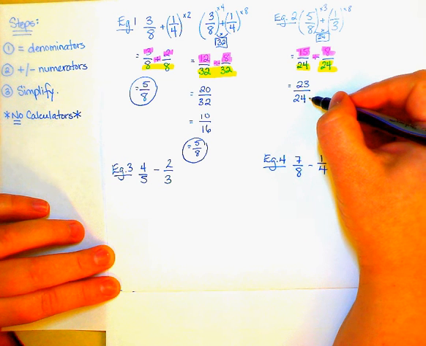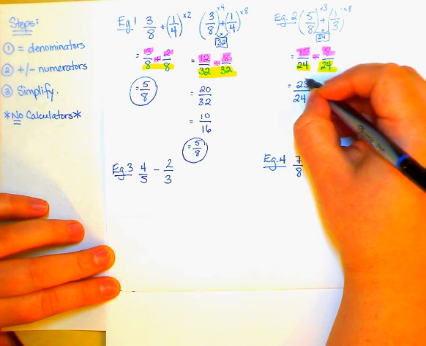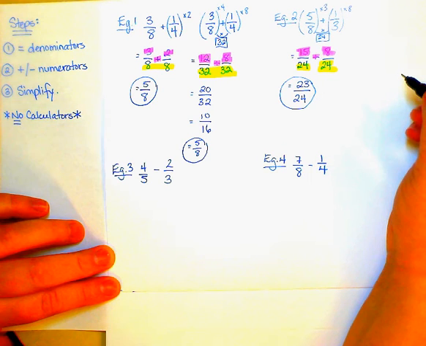23 and 24 only have the divisibility by 1 in common, so it stays the way it is. That's the lowest form I can write it in, 23 out of 24.